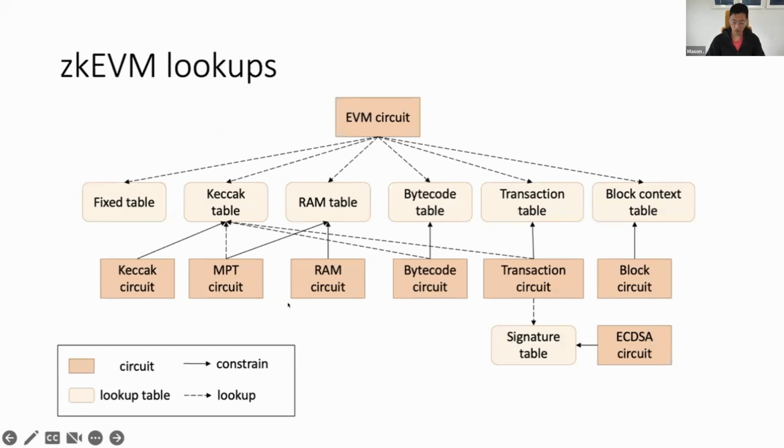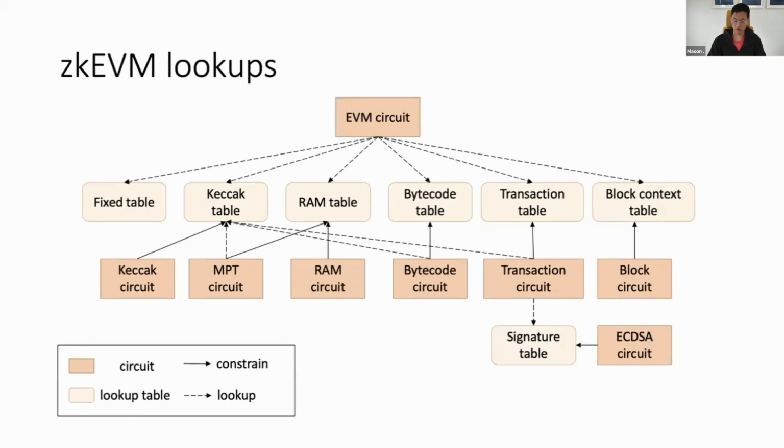Just as an example, one might be the bytecode table. In the EVM circuit, all you have access to is the current opcode and the code hash for the opcodes of the account that you're in. And so the bytecode table actually verifies that this sequence of opcodes being passed into the EVM circuit corresponds to the bytecode, and to the claimed code hash that the EVM is using.